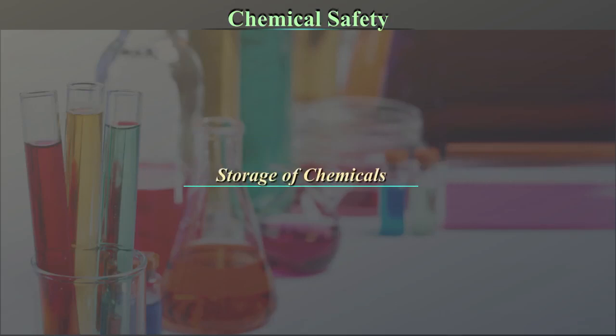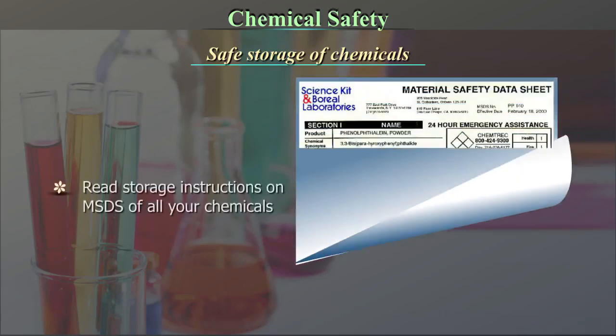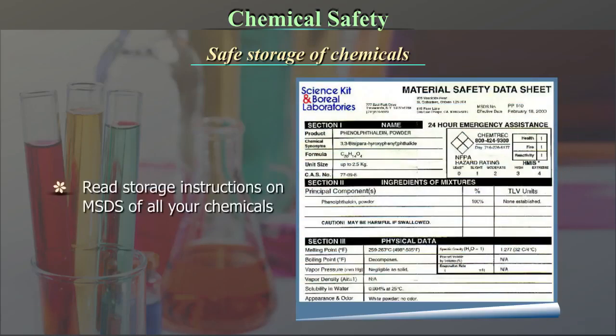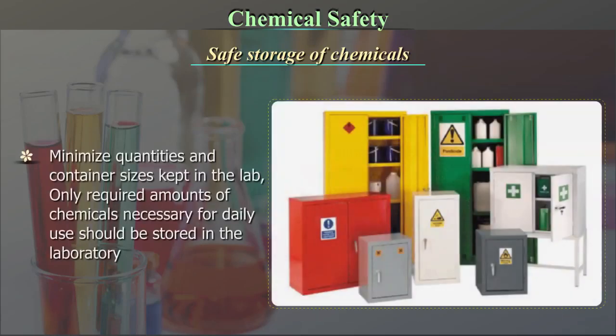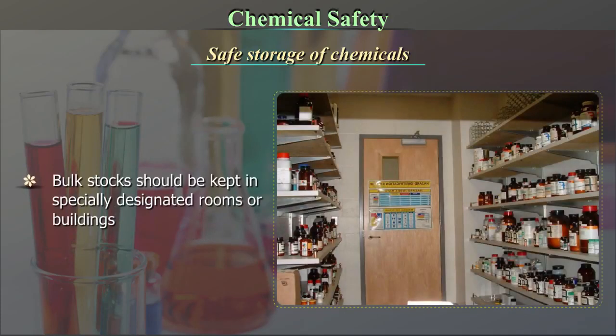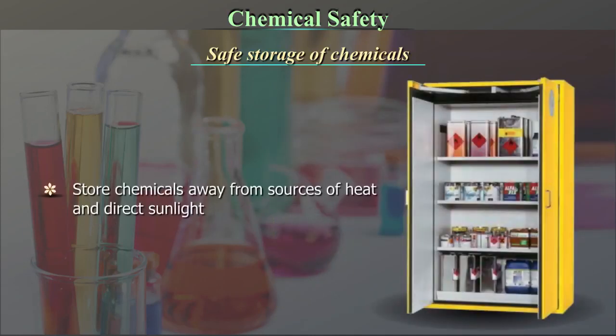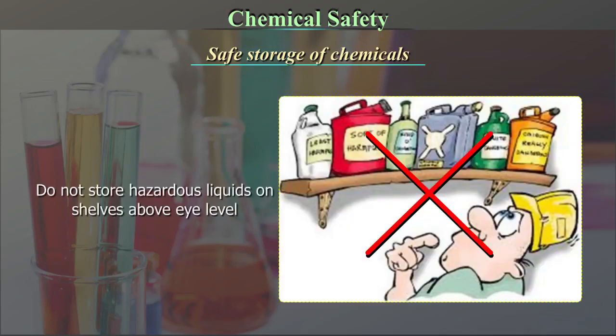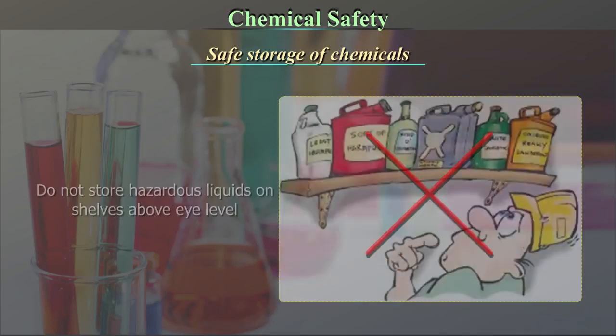Safe storage of chemicals. Read the storage instructions on MSDS of all your chemicals. Minimize the quantities and container sizes kept in the lab. Only the required amounts of chemicals necessary for daily use should be stored in the laboratory. Bulk stock should be kept in specially designated rooms or buildings. Store chemicals away from sources of heat and direct sunlight. Do not store hazardous liquids on shelves above eye level.